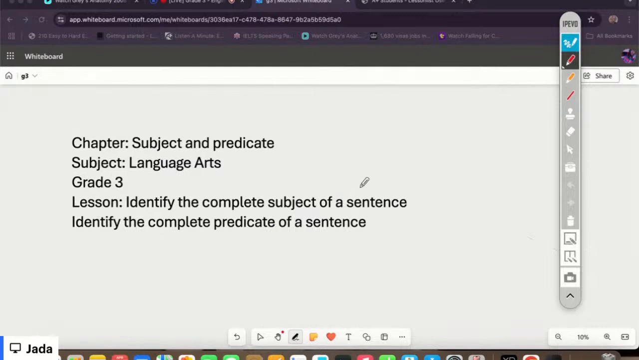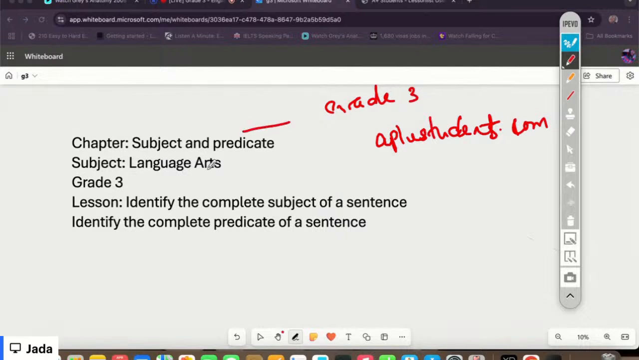Today we will have subject and predicate. First, you have to log in using eplusstudent.com. Click on your name, move on to language, add grade three. In the chapter is subject and predicate. The lesson will be to identify the complete subject of a sentence and identify the complete predicate of a sentence.